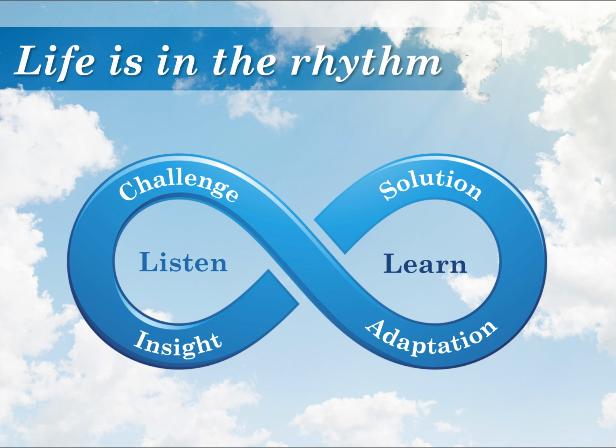And you get the challenge, the adaptation, the solution, the insight. And that rhythm is what life is all about. And if you're lucky, this cycle will go on and on until you're 90-something years old. And that is what living life is all about. It's all about establishing a rhythm. And if all of these functions operate in harmony, you will have success.